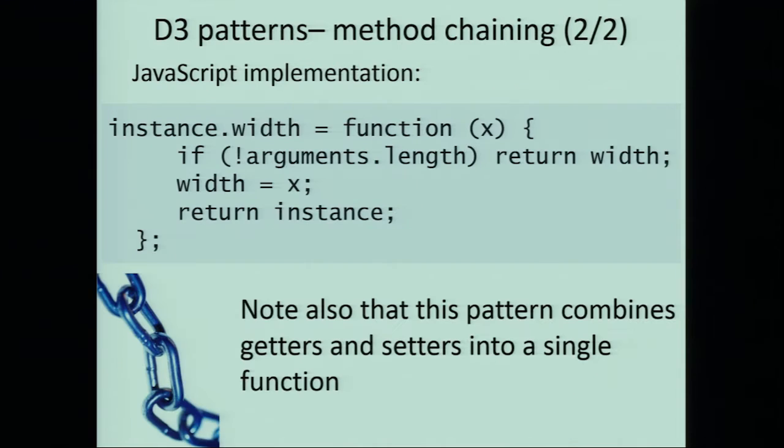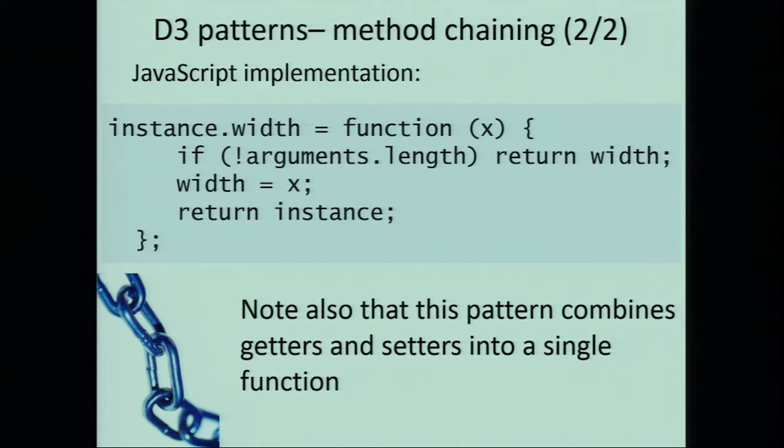Now, here is the construction for getters and setters that is frequently used and recommended by many authors in D3. So here's a getter/setter. Instance width, instance here, this is like holder in my previous example, is assigned an anonymous function. If there's no arguments, then return the width in this case. Otherwise, define the width. So if I call width with an argument, I set it. If I call it with no argument, I return the value of width.